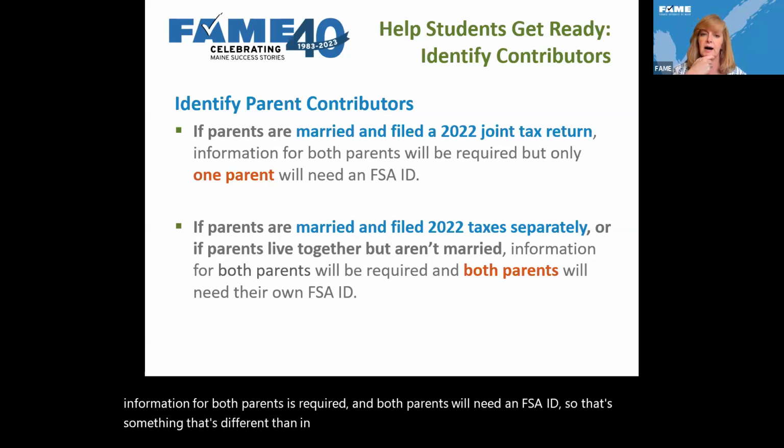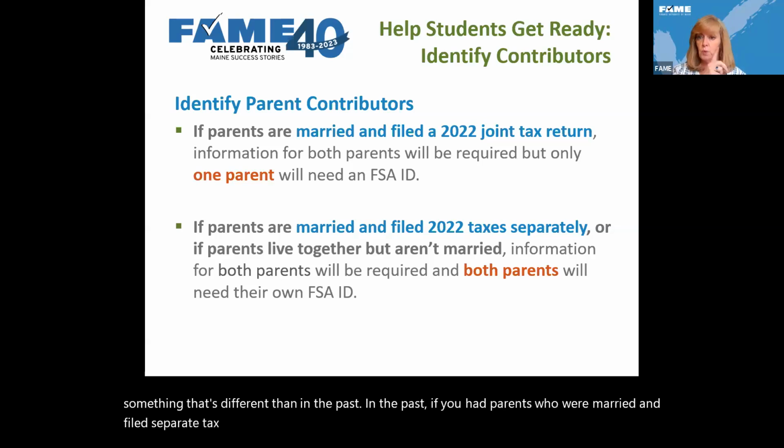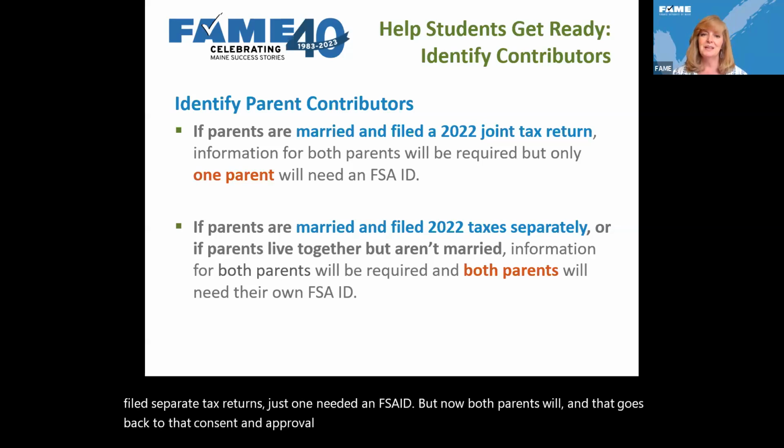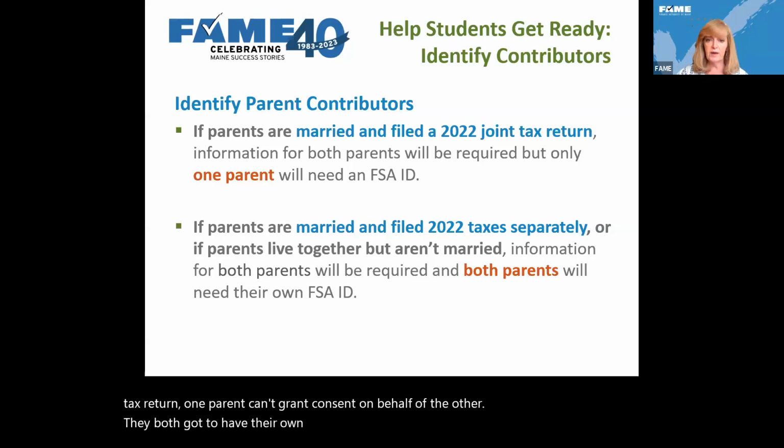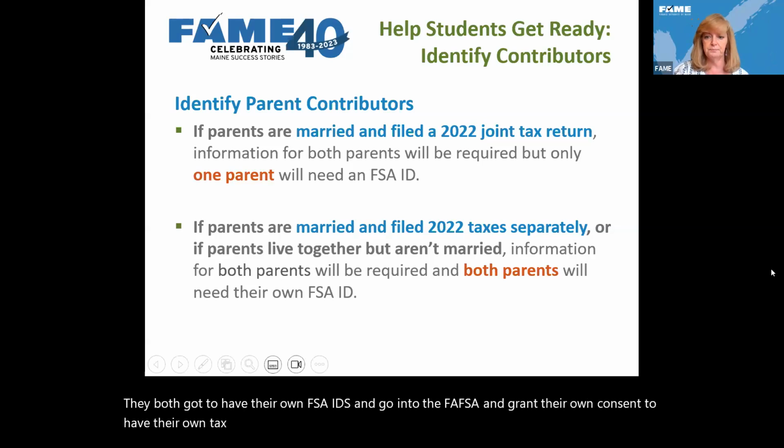In the past, if you had parents who were married and filed separate tax returns, just one needed an FSA ID, but now both parents will. And that goes back to that consent and approval, because even if parents are married, if they file a separate tax return, one parent can't grant consent on behalf of the other. They've both got to have their own FSA IDs and go into the FAFSA and grant their own consent to have their own tax information shared.